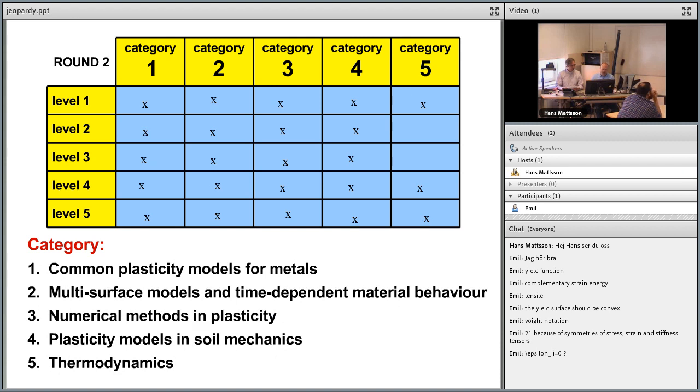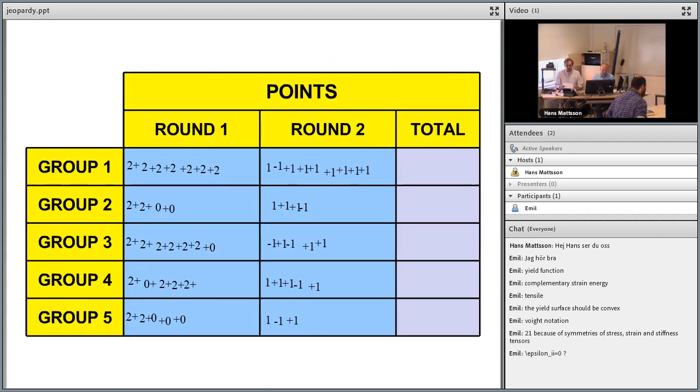Level 2, category 5, level 2. Formulate with words the second law of thermodynamics.